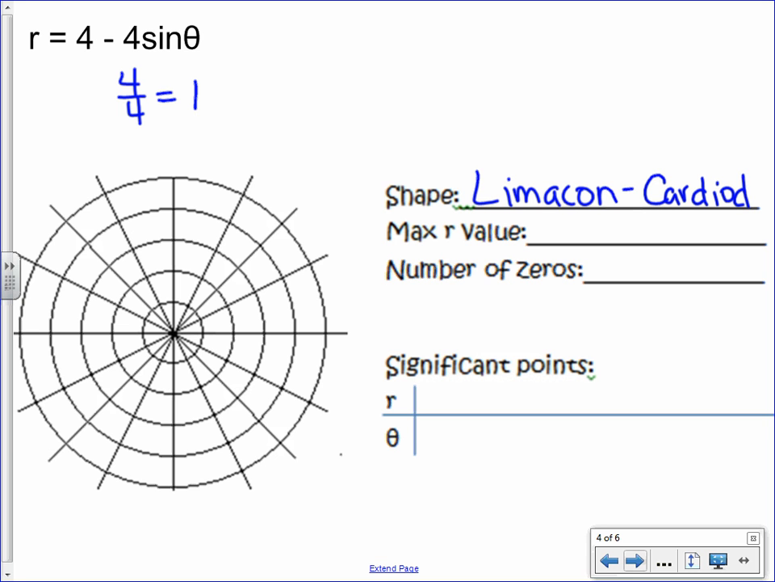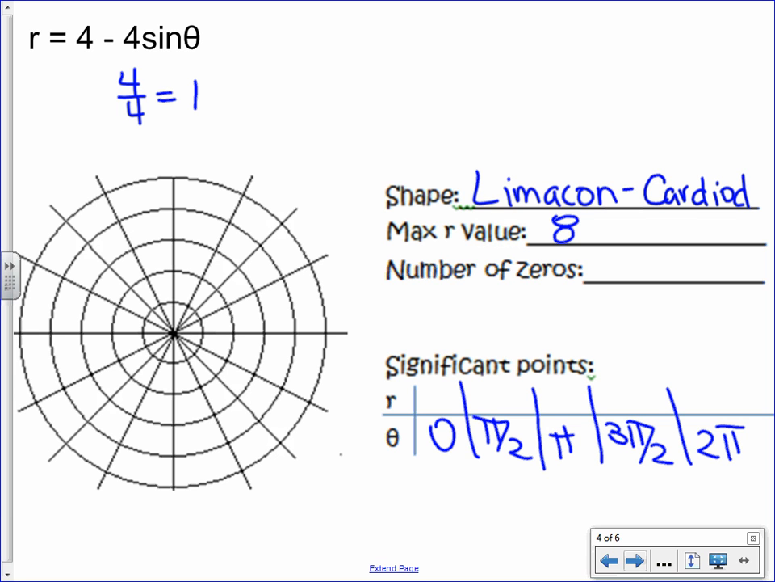What is our max R value? 8. If our max R value was 0, would we have anything? No, we would have nothing. Okay. It's A minus B that we have, but A is 4 and B is 4. There's just a subtraction in between, so we have to take 4 plus 4. All right. So all we have to do is plug in 0, pi over 2, pi, 3 pi over 2, and 2 pi. So what do we get when we plug in 0?